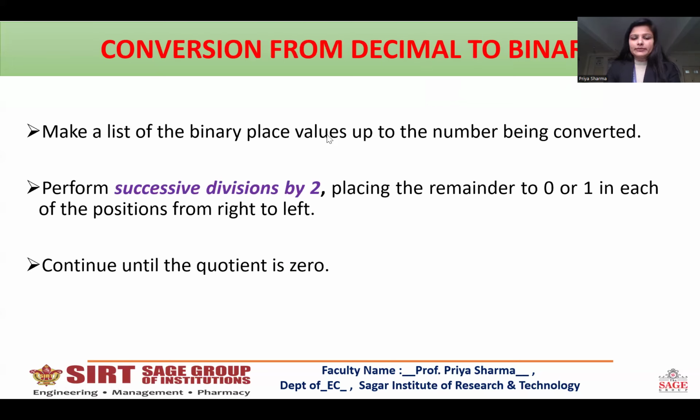Make a list of the binary place values up to the number being converted. Perform successive divisions by 2, placing the remainder, 0 or 1, in each of the positions from right to left. Continue until the quotient is 0.